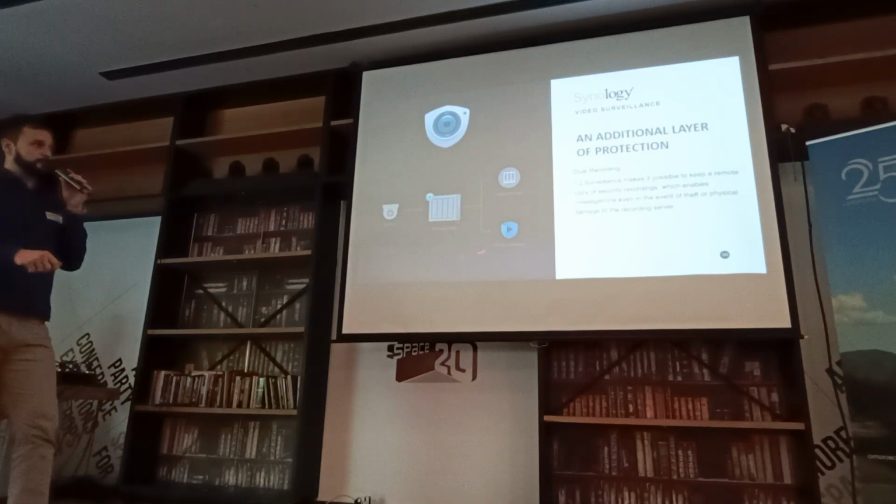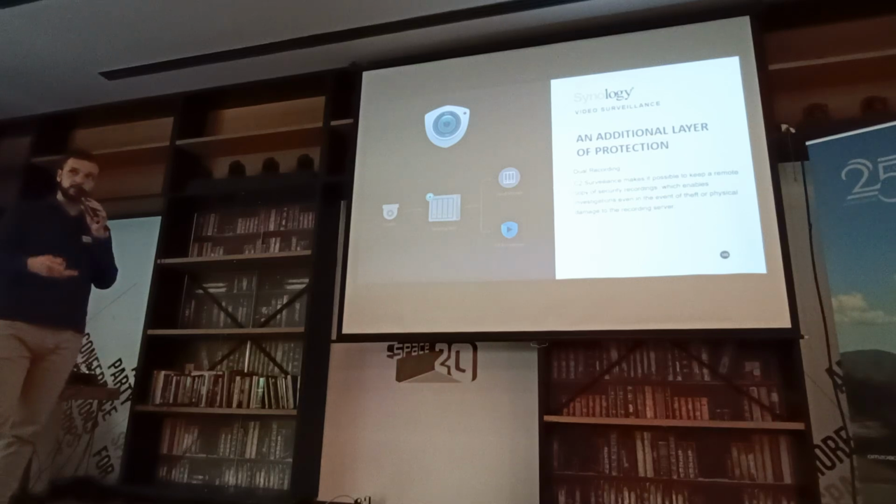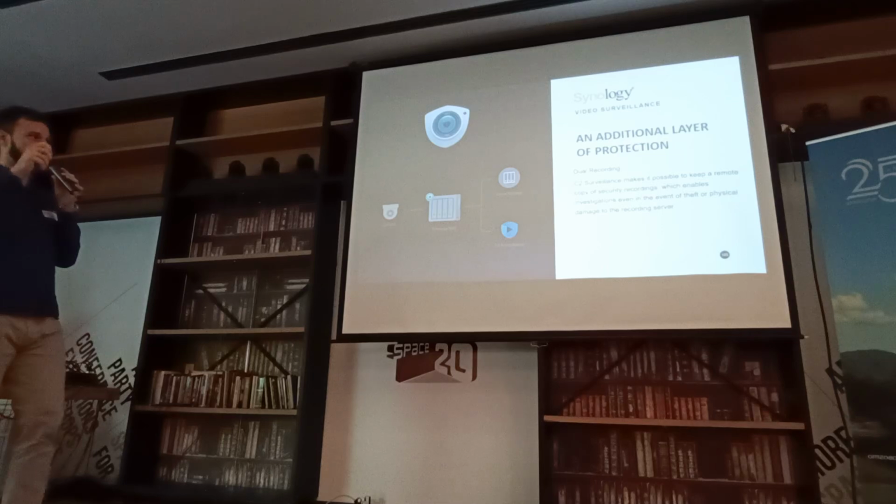As I mentioned briefly, you can also use C2 Surveillance to create this dual recording, so that you have a failover in case of, let's say, theft, or in case your NAS goes bust for any reason. You can use C2 Surveillance and have your recording saved also onto the cloud.